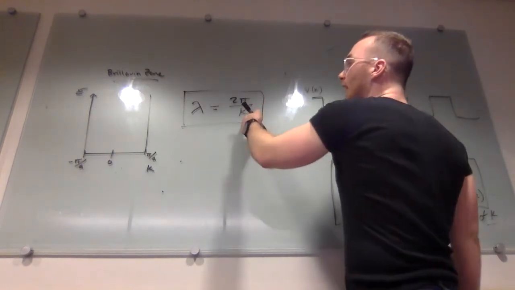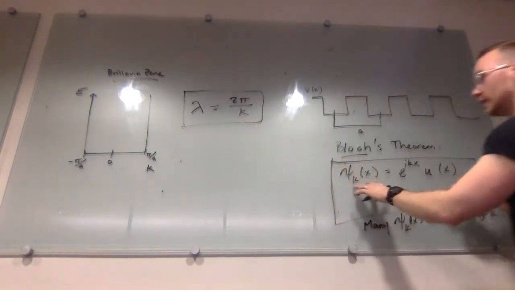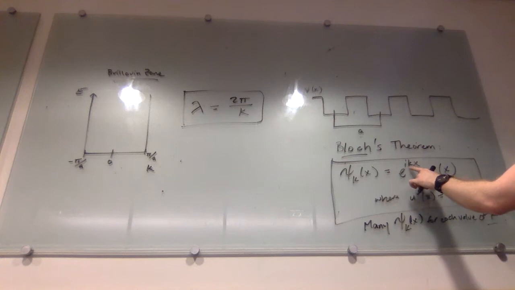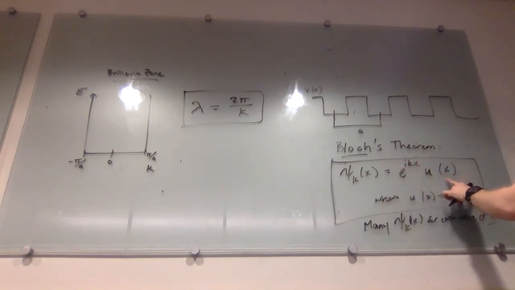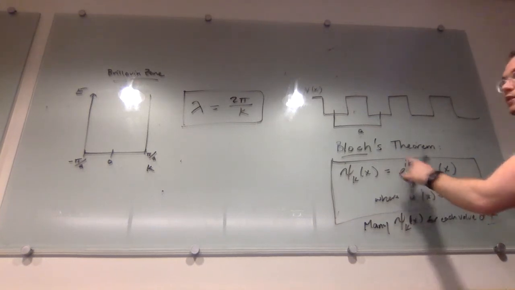So if they give you something where k is 0, that actually means the exponential is just 1, and you just get this periodic thing, and the wavelength of the plane wave is not defined.